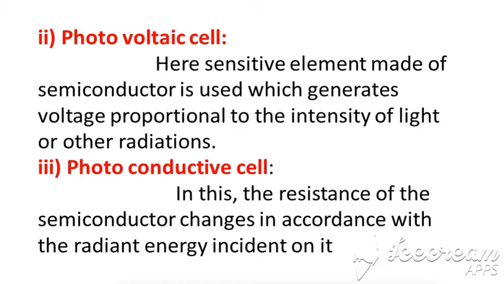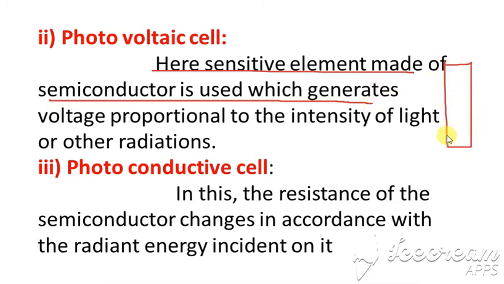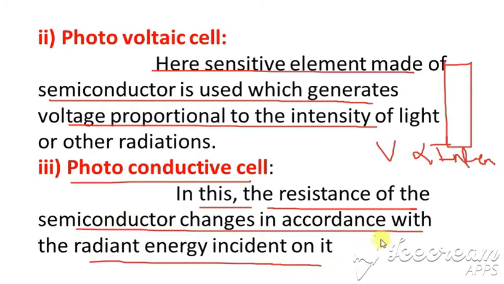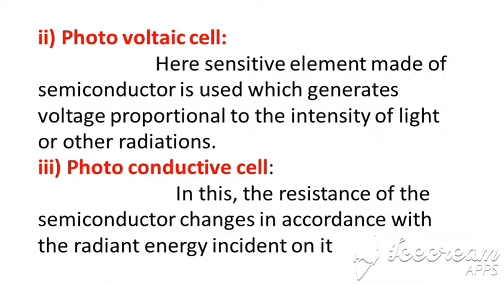Next is photovoltaic cells. Here a sensitive element made of semiconductor is used, and the voltage is proportional to the intensity. Next, photoconductive cells. In this the resistance of the semiconductor changes in accordance with the radiant energy. So resistance changes with radiant energy. Clear with the types of the photocells?